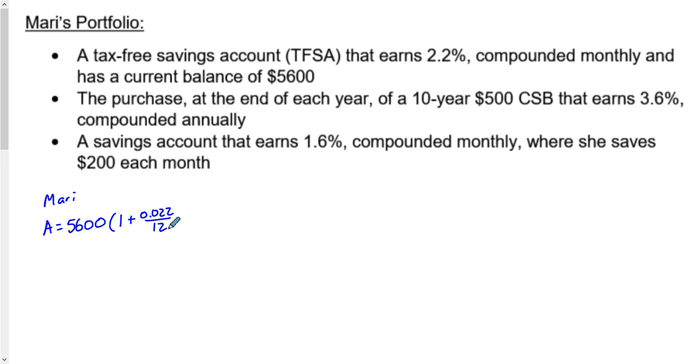It's being compounded monthly for the 10 years, which means that we're working with 120 as our exponent. Make sure I plugged everything in correctly. Yep, she looks good. $6,976.62.